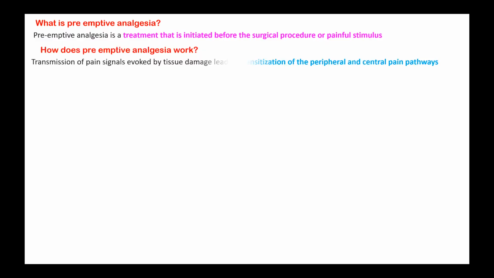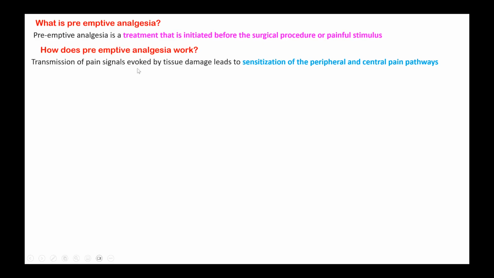Preemptive analgesia is the treatment that is initiated before the surgical procedure or the pain stimulus is given. So you can also call it preventive analgesia. What is the main mechanism? It prevents the sensitization we just discussed, that is, repeated stimulus causing increased response from the nerve endings, causing persistent pain. So that sensitization is blocked by giving the preemptive analgesia.